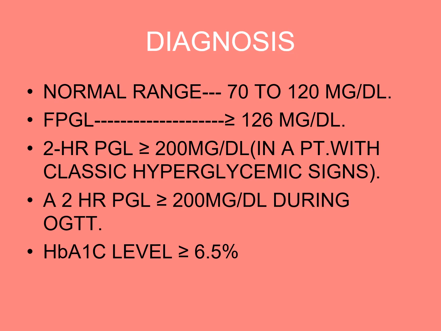Polyuria means increase in the urinary output, polydipsia means increase in the thirst, and polyphagia means increase intake of the diet or meals. And a 2 hours postprandial glucose level of more than or equal to 200 milligram per deciliter during OGTT. What is meant by OGTT?